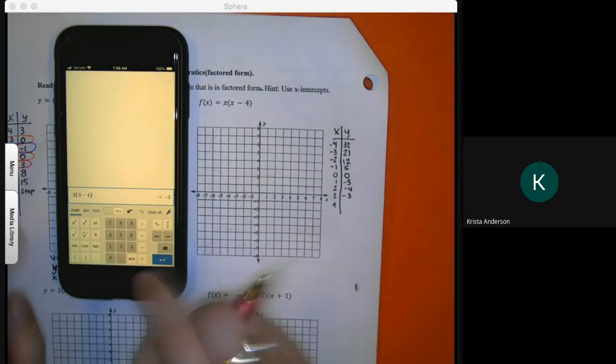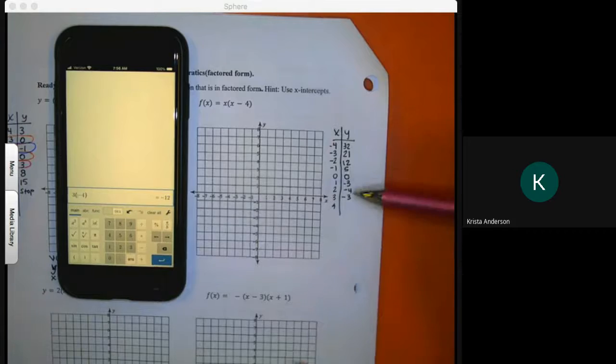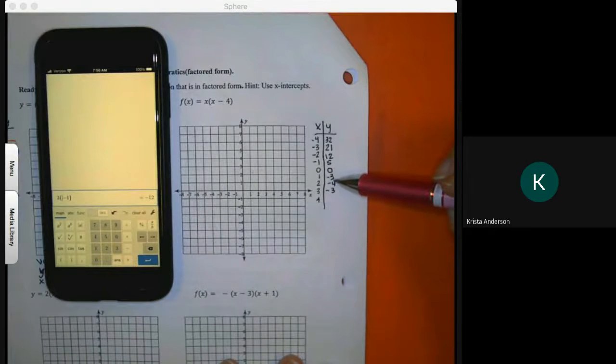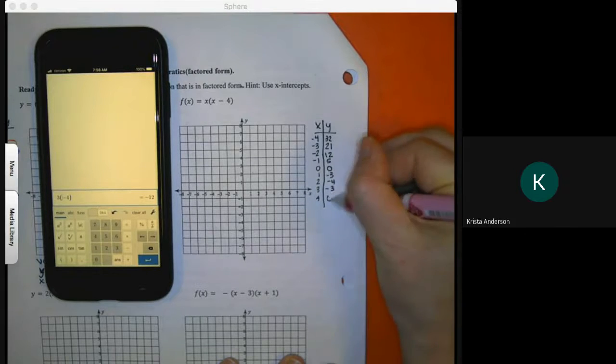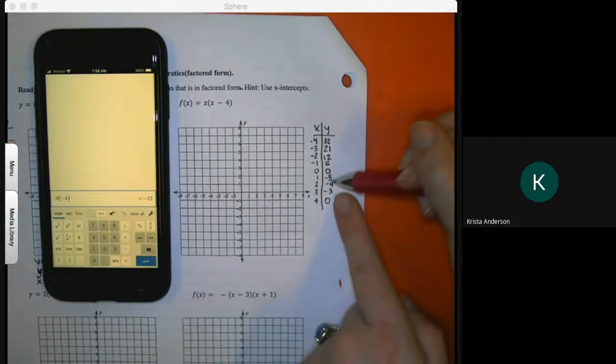There we go. Starting to repeat. So if I want a shortcut, as soon as I see -3 again, what should 4 be without me even plugging it in? 0. They should match.